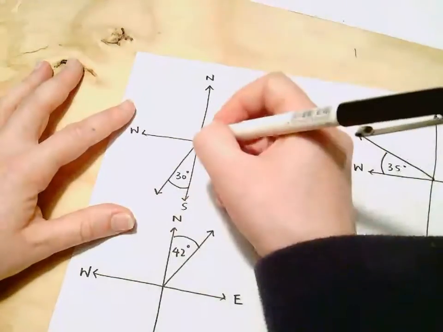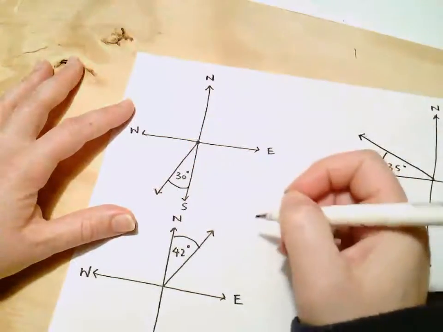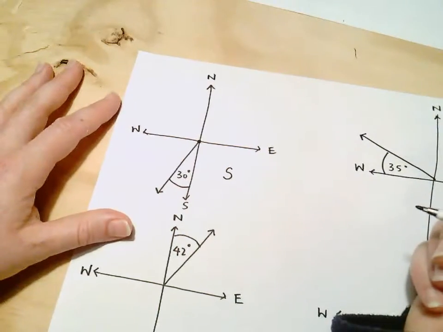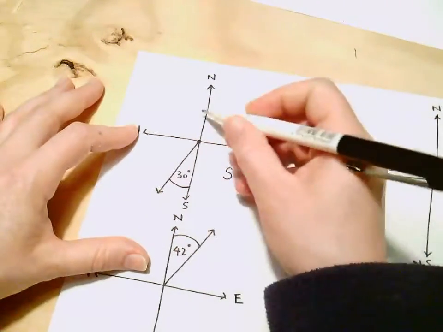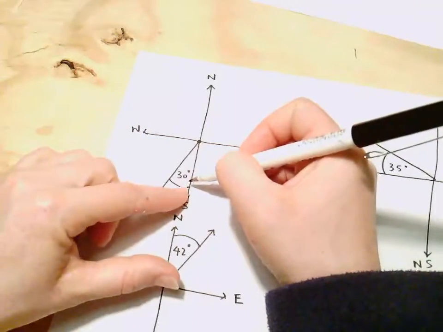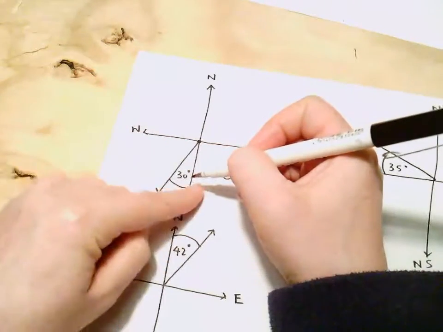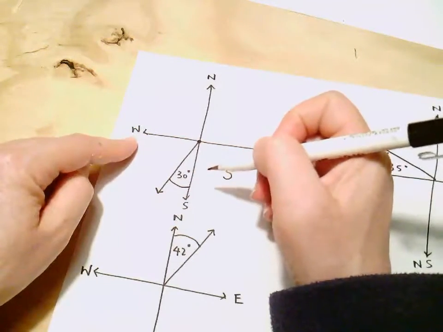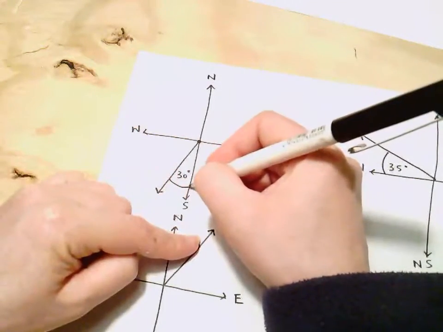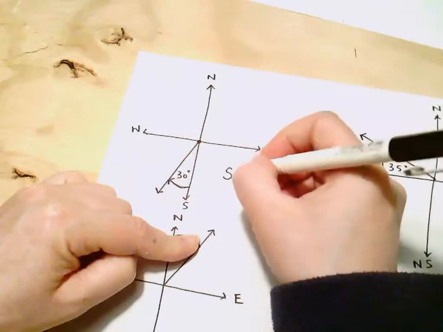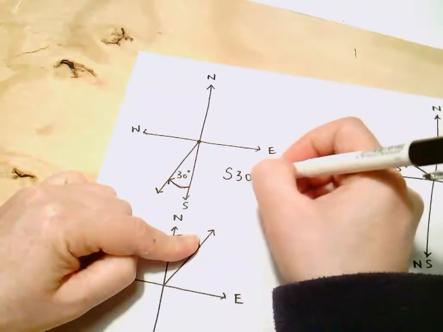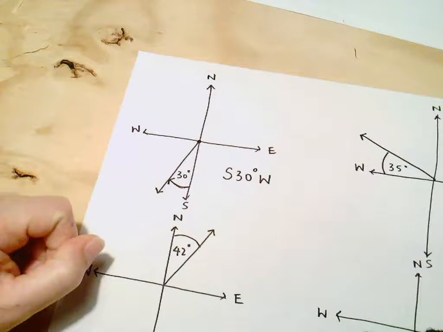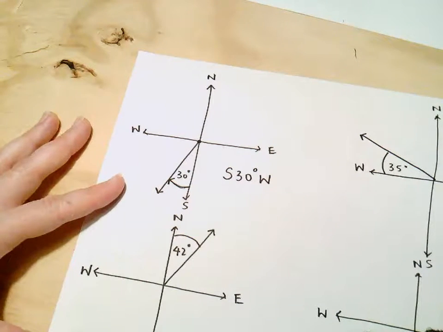So when I'm giving the direction from this point in the middle, I'm going to start by saying this is in a southerly direction, so I write the letter S. After I've said that, it's actually in the western quadrant, so it's over this side here, pointing in the westerly direction. So it's south, but from south it's actually 30 degrees toward the west. So that's how I'd write that particular bearing using the compass bearing.